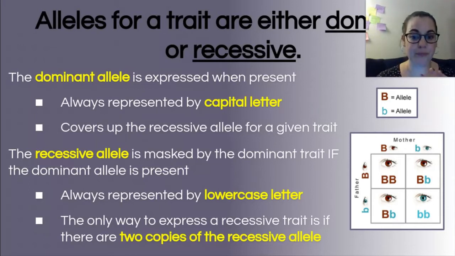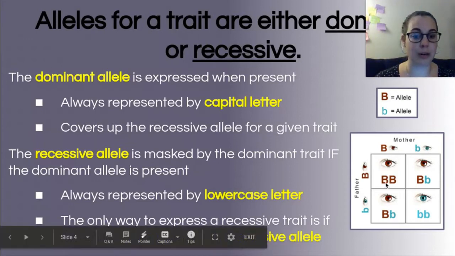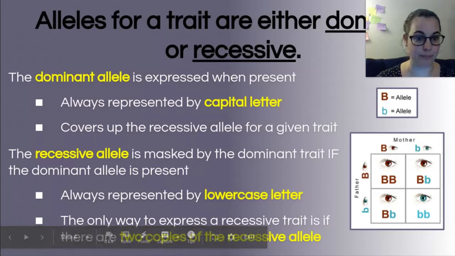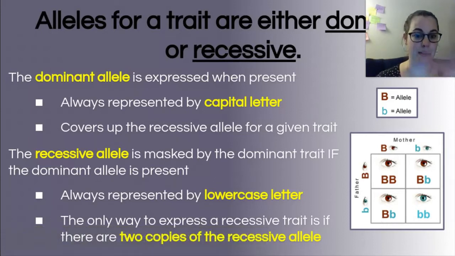So the only way to express that recessive trait is if there are 2 copies of the recessive allele, 2 lowercase letters. Because as soon as you put one of these capital letters in front, you're going to see that dominant trait. Let's walk through this with this example in the corner.